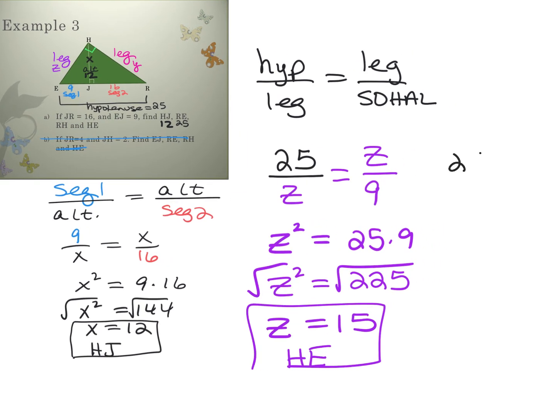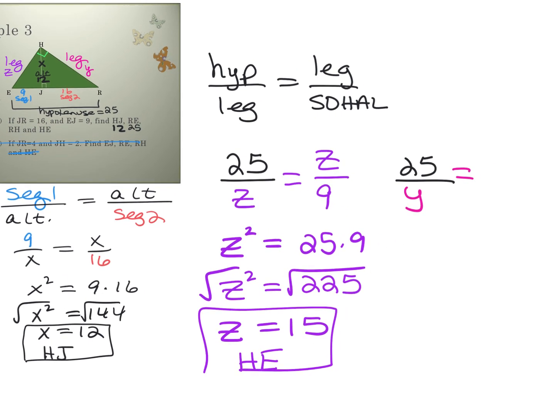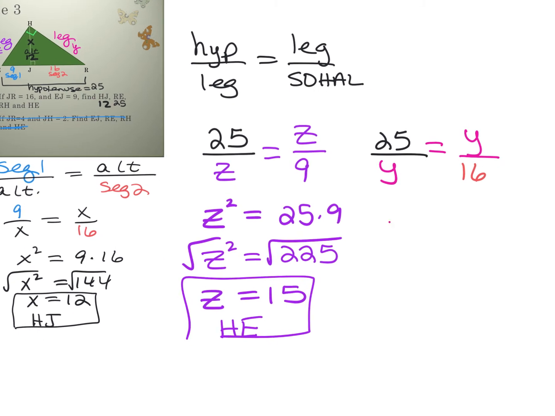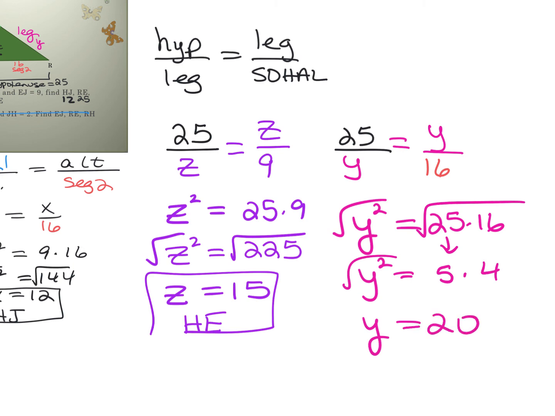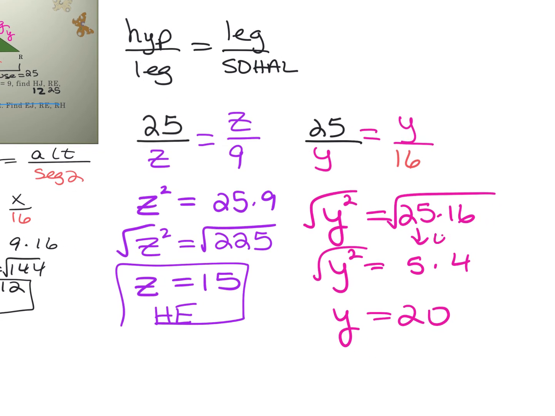Still got the same hypotenuse. It's 25. And now I'm going to do pink. It's Y and Y. And then its Sohal is the red. It's the 16. Again, do the cross products. Y squared is equal to 25 times 16. Now, in this case, let's say you weren't using a calculator. Remember, you're going to square root them. I could square root the 25 and then the 16, and then it goes right to what my answer is. If I multiplied this, this would have been the square root of 400.